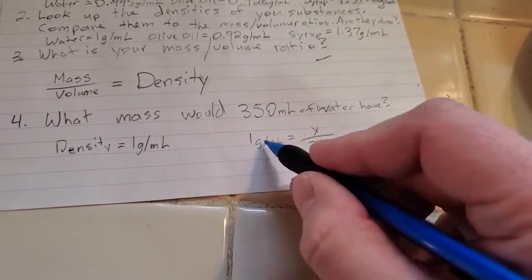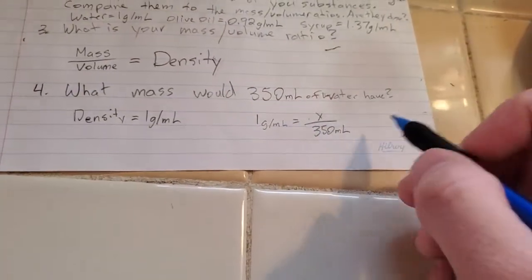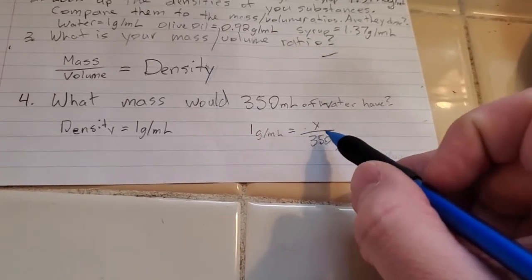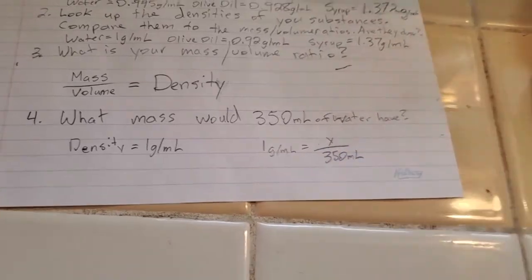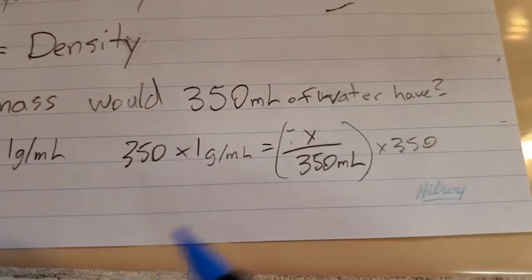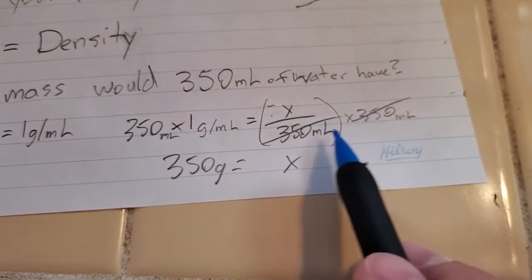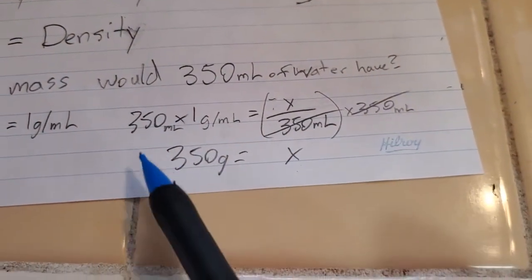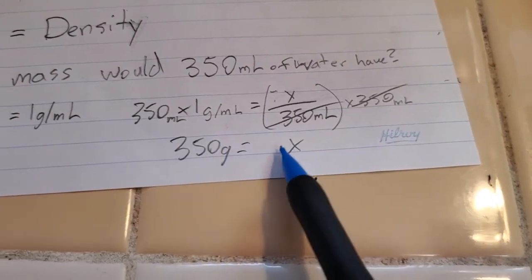But when it's not such an easy number here, we need to use our math, where we know if we divide by 350, to get rid of that, we can multiply both sides of the equation by 350. These two cancel out, and we're left with just x over here, and 350 times 1 is 350. So it's 350 grams.